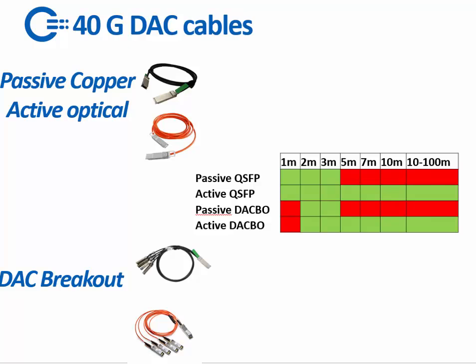Also, for the 40 gig DAC cables, there are some limitations. The passive QSFP can go up to 3 meters. And of course, the active QSFP, so the glass fiber one, can go up to 100 meters. The breakout cables, we have them passive in 2 and 3 meters. There's no point making a 1 meter one because the cable is so thick. And the active optical breakout cable can go from 2 meters up to 100 meters.